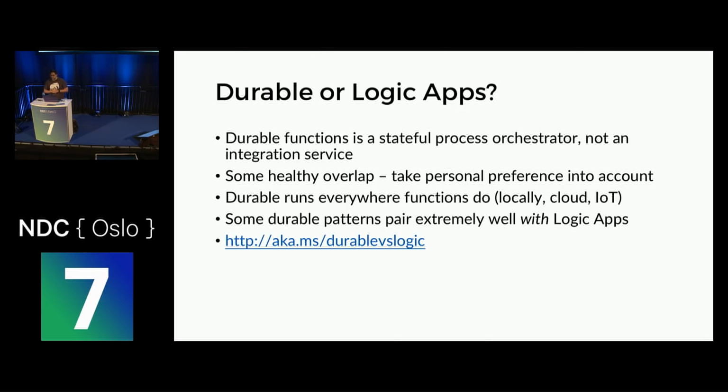Durable functions is a stateful process orchestrator, not necessarily an integration service. So logic apps has a bunch of out-of-the-box connectors. It has things like Edifact and X12, and the types of things you would expect from a service almost like BizTalk Server. Durable is not that rich in those types of features. So if you're looking at something that's doing integration at that level, logic apps may be the better fit. However, there is a lot of healthy overlap between the two. So a lot of it comes down to personal preference. In fact, a lot of times I'll talk with developers and they're like, you know what?